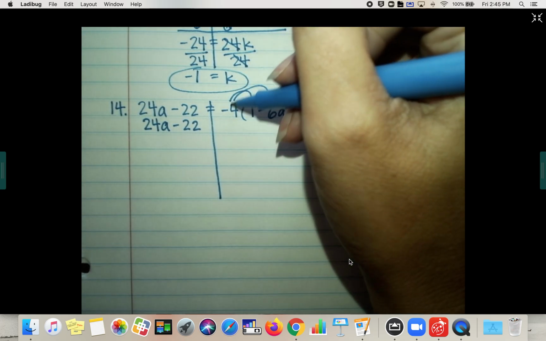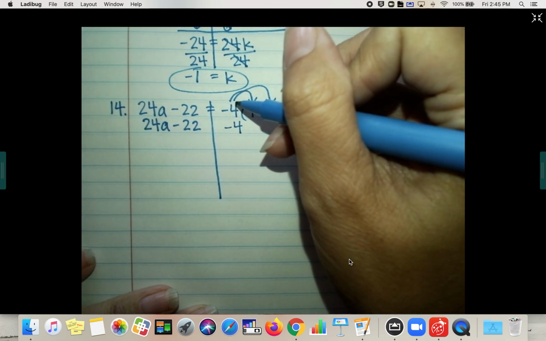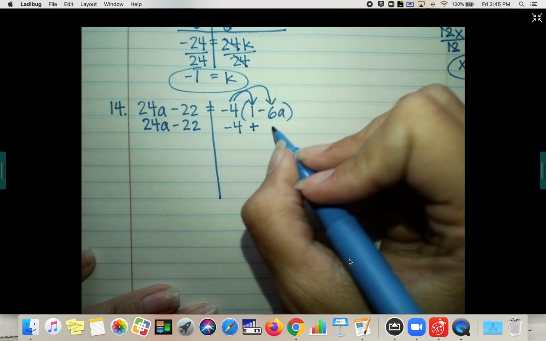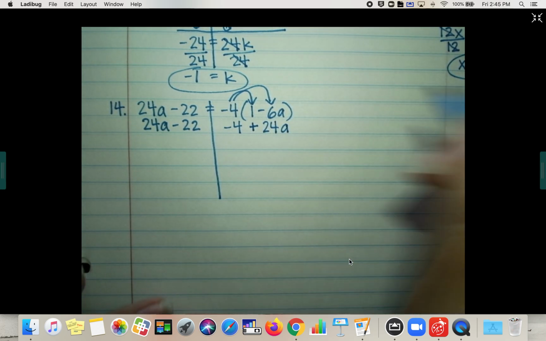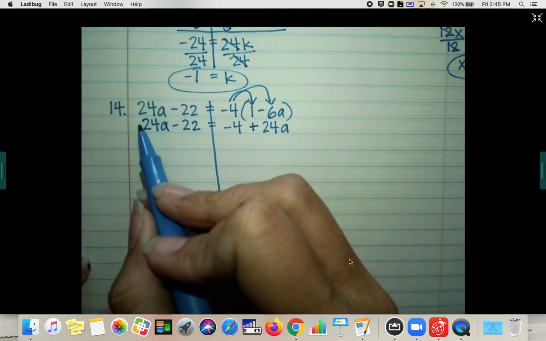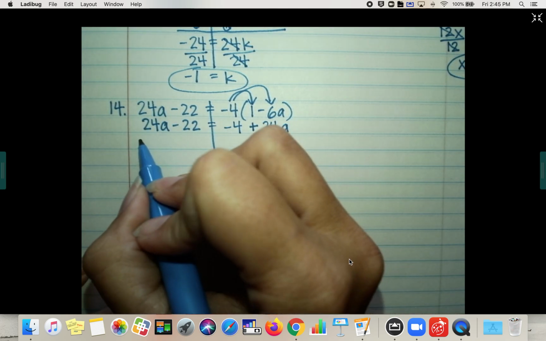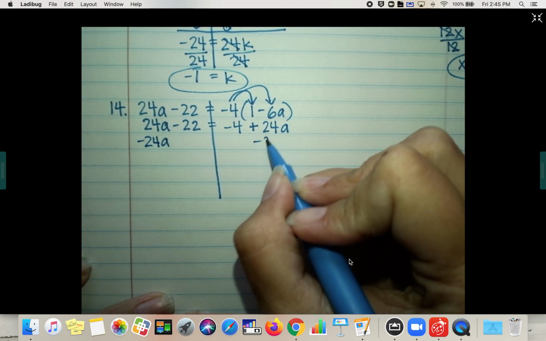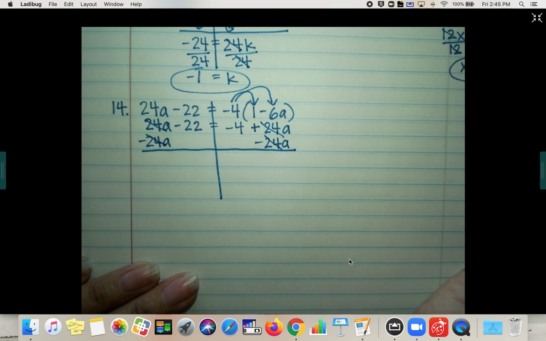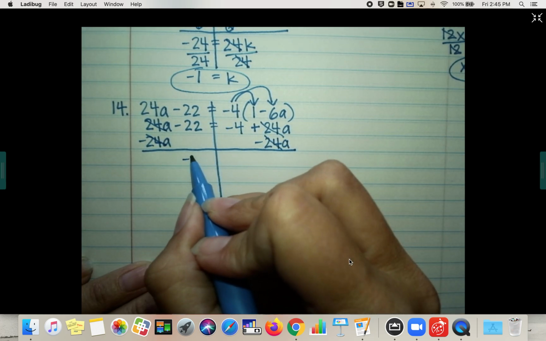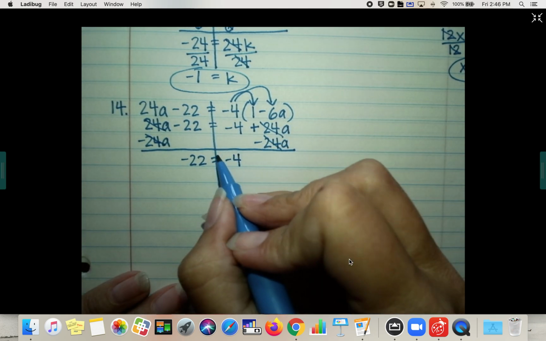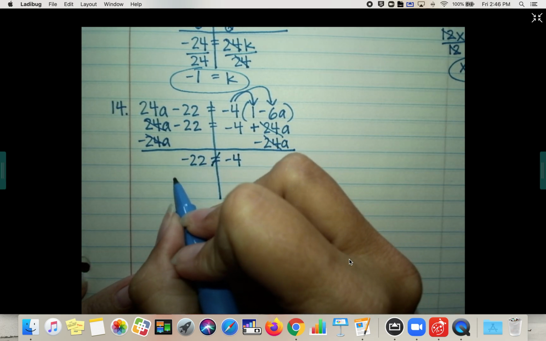Sorry, guys. Negative 4 times 1 is negative 4. Negative 4 times negative, negative times negative is going to make it positive. 4 times 6a is 24a. It's positive now. All right, no like terms. We're going to have to move one of the variables by subtracting it. When you subtract 24a, do you guys see what's happening here? These cancel and these cancel. So you're left with negative 22 equals negative 4. Nope, negative 22 does not equal negative 4. So there is no solution.